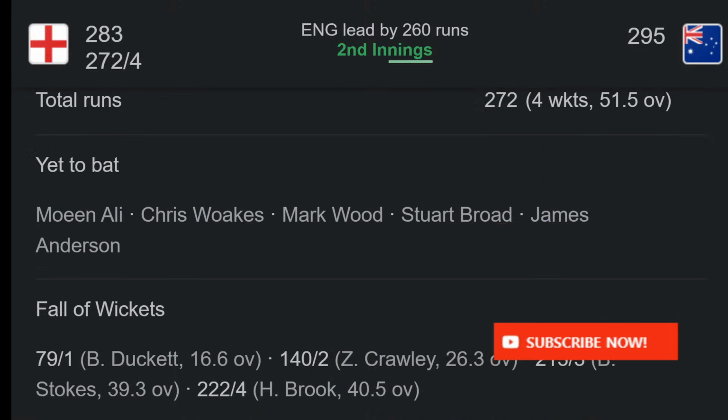Fall of wickets: first wicket 79 runs, Ben Duckett; second wicket 140, Zak Crawley; third wicket 230, Ben Stokes; and fourth wicket 222, Harry Brook.